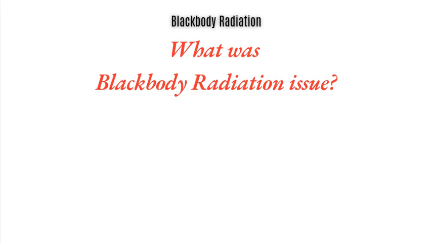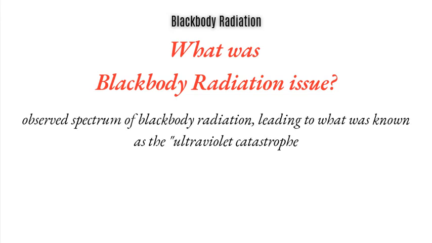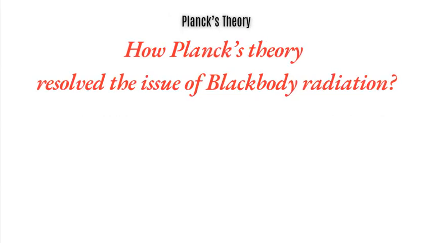What was blackbody radiation issue? In the late 19th century, scientists were trying to understand blackbody radiation, which is the radiation emitted by a perfect black body. Blackbody is an idealized object that absorbs all radiation falling on it. Classical physics could not explain the observed spectrum of blackbody radiation, leading to what was known as the ultraviolet catastrophe. How Planck's theory resolved the issue of blackbody radiation.